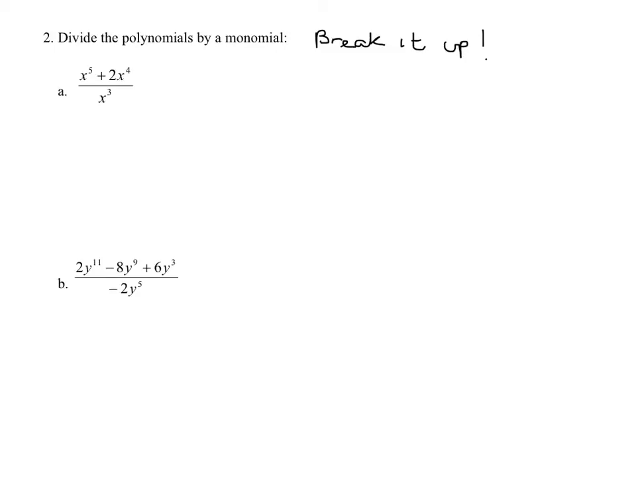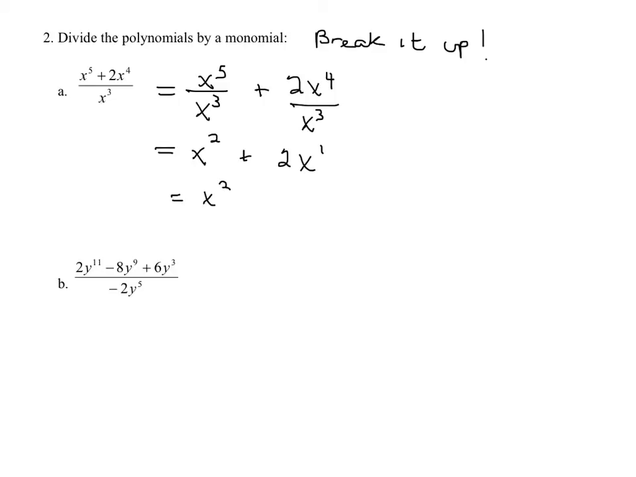So let's do it. So it's going to be x to the 5th over x to the 3rd plus 2x to the 4th over x to the 3rd. Please write this step out so you don't forget to divide everything by x to the 3rd. So we're going to get x squared, subtract your exponents, plus 2x to the 1st, but we don't need that first there because math people are lazy. It's assumed that x is raised to the 1st power there and you're done.